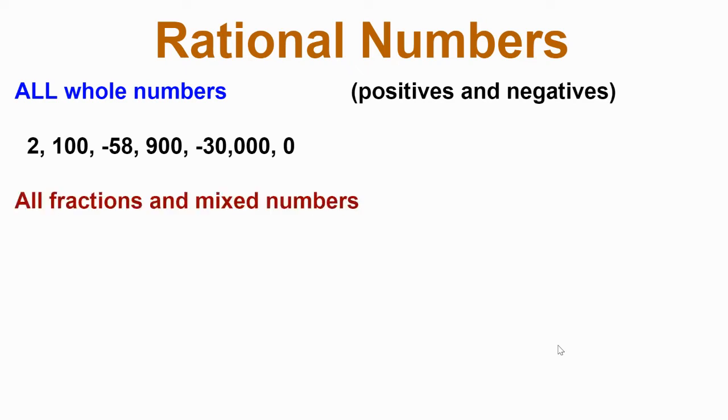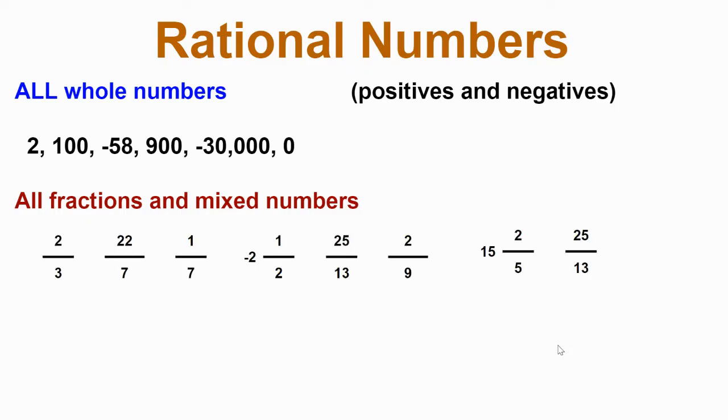Every fraction and every mixed number is also a rational number. I mean, look at this. All of these are rational numbers here: fractions, mixed numbers, positives, negatives, etc.